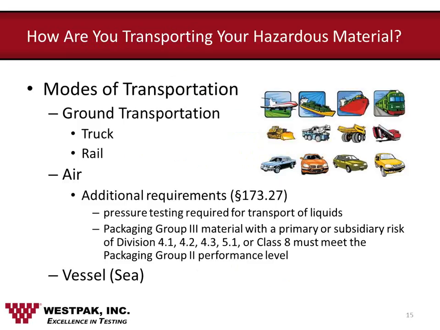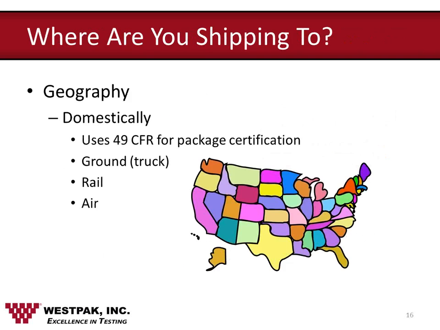Thank you, Greg. Now we're going to talk about how you're transporting your hazardous materials. There are different modes of transportation, that is ground, truck, rail, air, and that requires some additional requirements by sections 173.27, which have special testing for liquids and different requirements for packaging group 3 that meet with the primary or subsidiary risk of divisions 4.1, 4.2, 4.3, 5.1, or class 8, which have to meet the packaging group 2 performance level requirements. And then there's also vessel shipping as well.